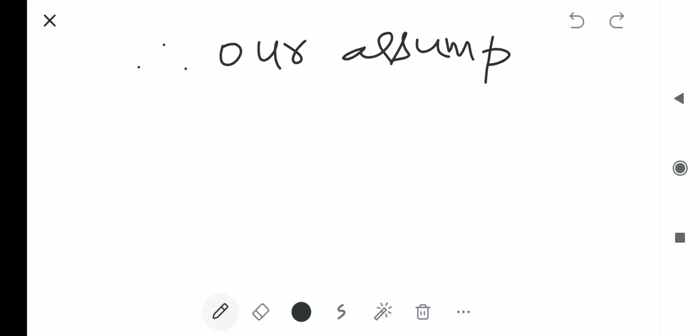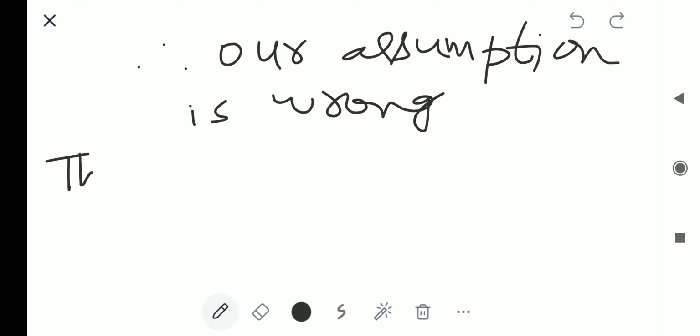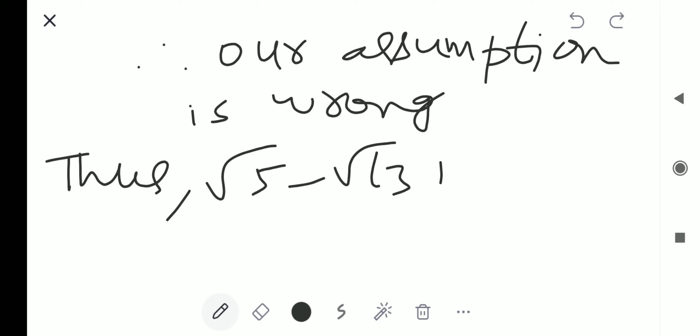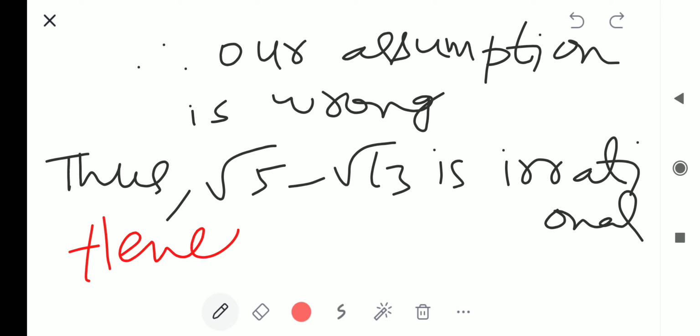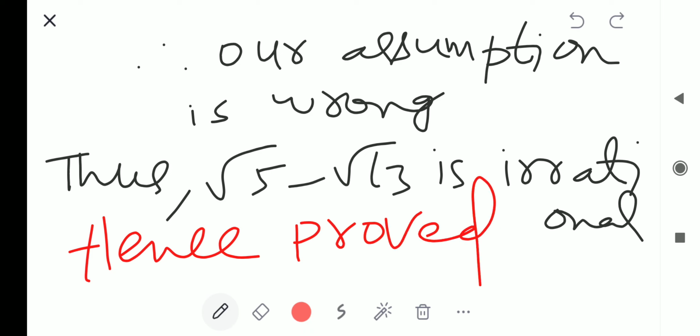Therefore, I can write our assumption is wrong. Thus, root 5 minus root 13 is irrational. This is the result we expected to prove, and we got it at the end of the problem. So we can write hence proved.